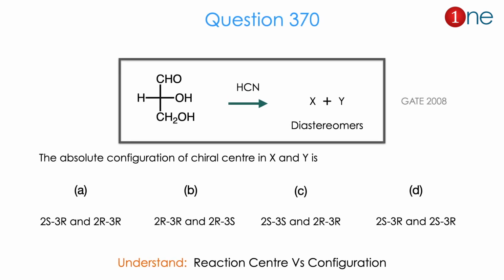Then let us look at the next question. The starting material is a chiral compound with multiple substitution: a primary alcohol, a secondary alcohol and an aldehyde. You are reacting with HCN and the product will be diastereomer X plus Y. The question is about finding the absolute configuration of X and Y. So they gave all the possibilities of those chiral centers: 2S, 2R, 3S, 3R. Basically you are varying between R and S among these.